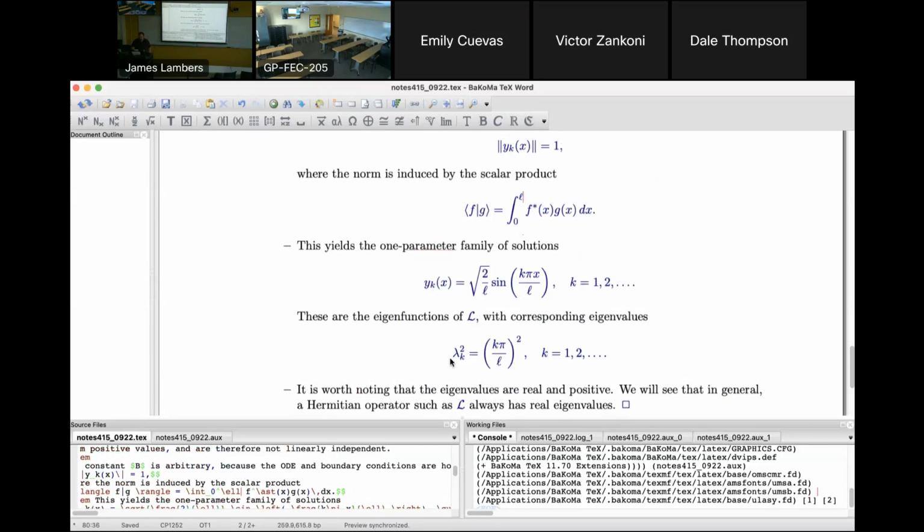The eigenvalues turn out to be real. That does not always happen. Eigenvalues are allowed to be complex, but when the operator in question is Hermitian, also known as self-adjoint, probably covered that some time ago, what it means to be self-adjoint, that guarantees that the eigenvalues are real. That's something I'll get into in a moment.